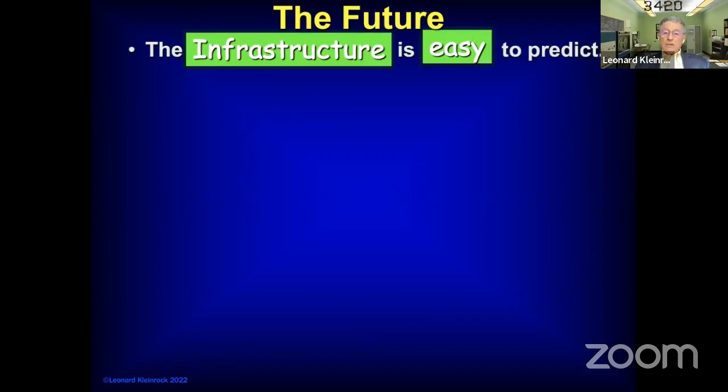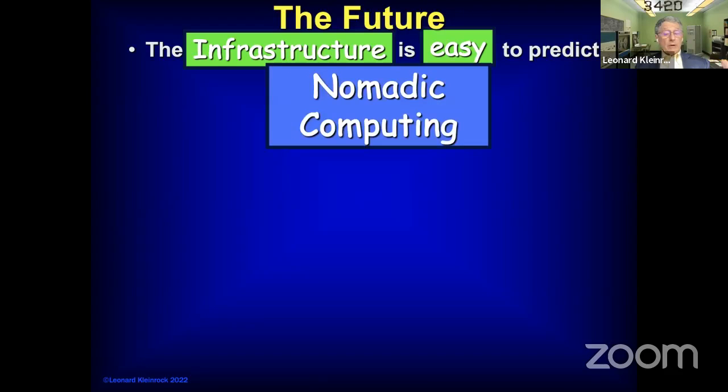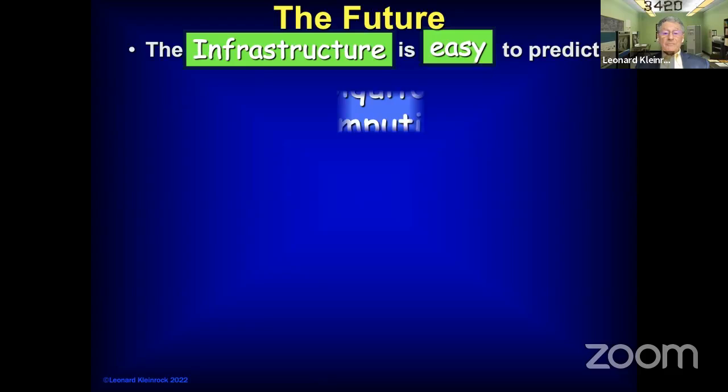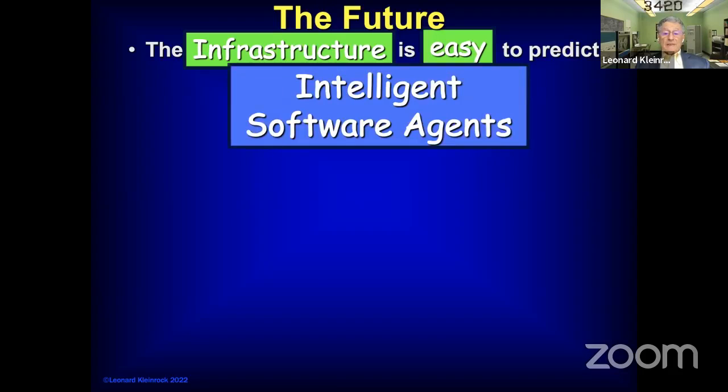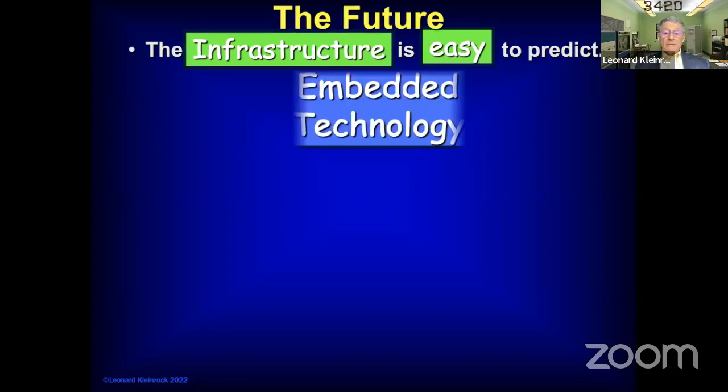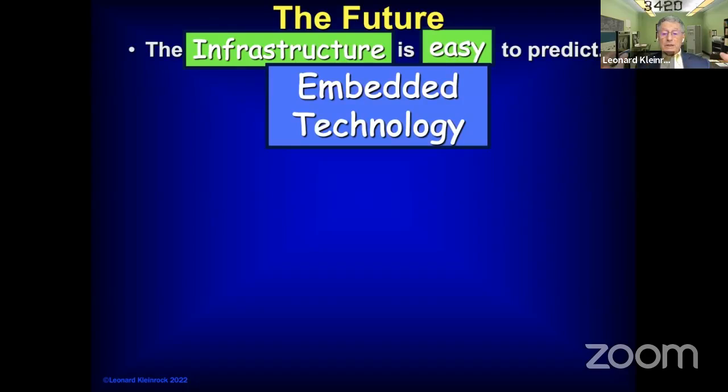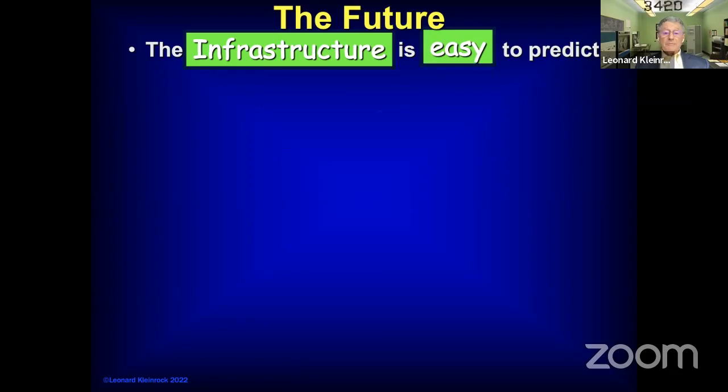If you ask yourself, what's going to be the infrastructure? What's going to be the guts of the internet in the future? It's easy to predict. There's going to be nomadic computing, where wherever you go, you can connect easily. Ubiquitous computing, intelligent software agents doing your bidding, informing you of information. Embedded technology, they're going to use this technology to deploy the internet into the infrastructure, into the walls, the desk, your cars, your fingernails. It will disappear. The internet will be everywhere and invisible.